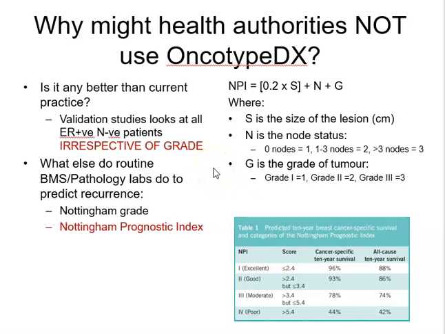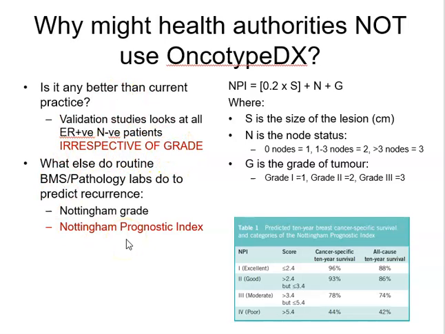Whereas all of the data I've just shown you is trying to stratify patients without doing any of this, apart from having its stage 1 and 2A, and apart from being estrogen receptor positive, they're not taking into account grade. They're just saying, irrespective of grade, we can do this test.